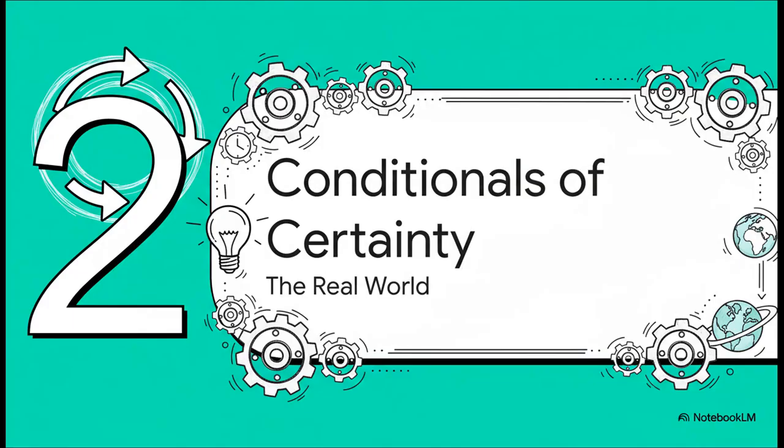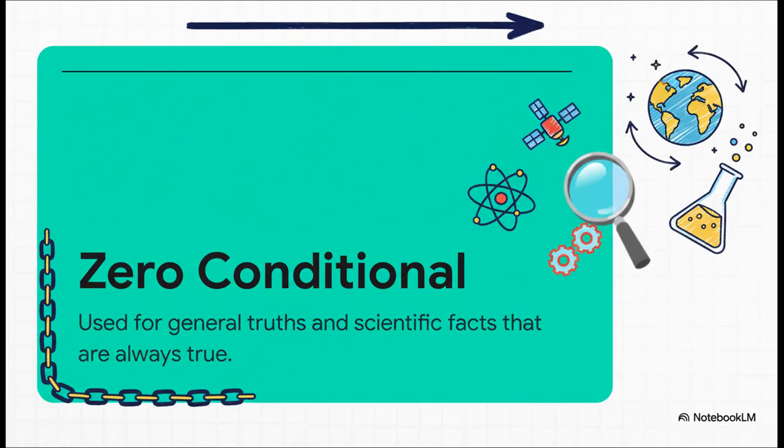All right, let's start with the foundation, the really solid stuff, the conditionals of certainty. These first 2 are so crucial because they're all about the real world, things that are always true or super likely to happen. First up, we've got the 0 conditional. This one's easy. We use it for general truths and scientific facts, the always true kind of situations. If the condition happens, the result is 100% certain. No doubt about it. It's a sure thing.